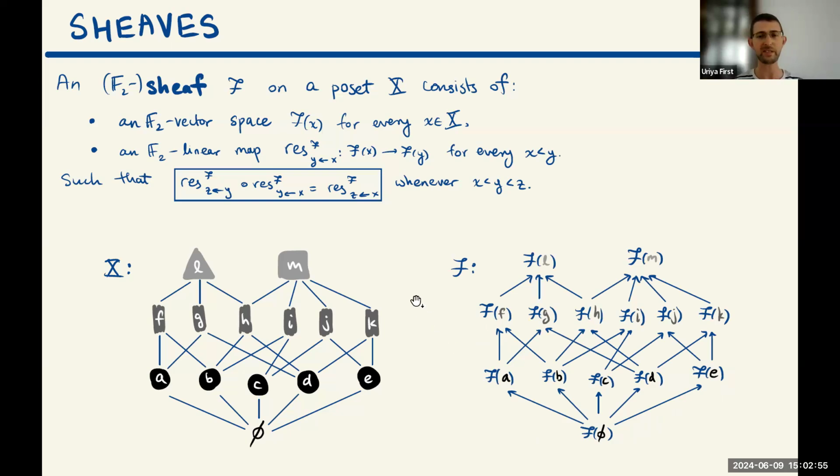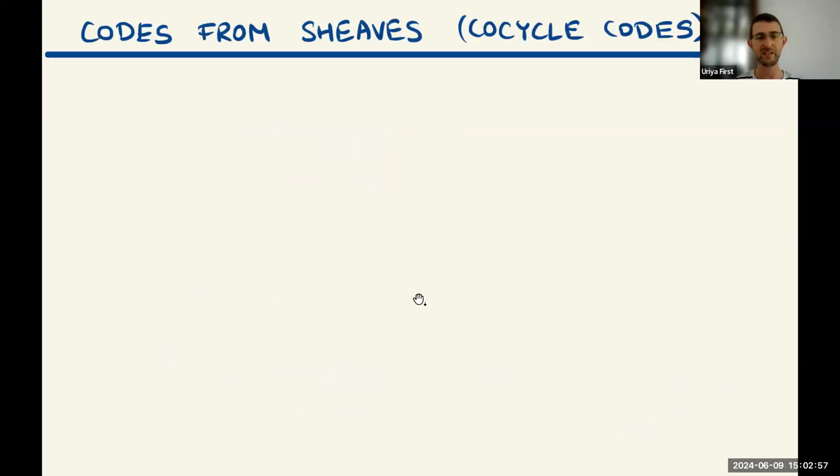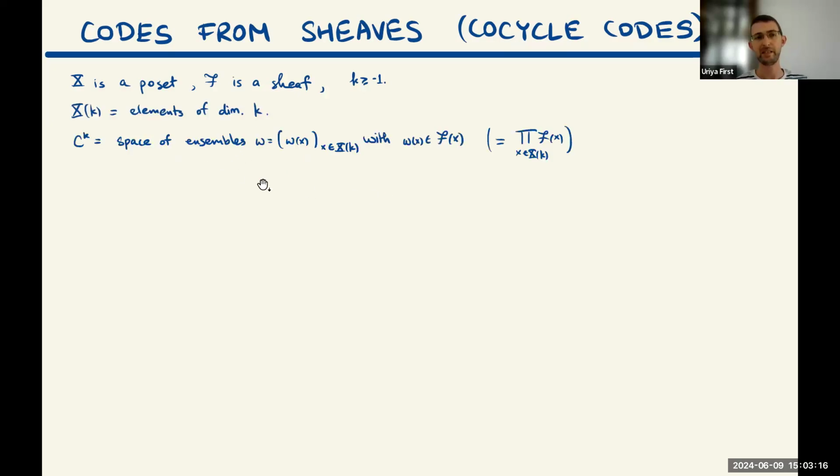Okay, so what does all of this have to do with codes? We can actually get codes from sheaves in a manner which is similar to getting LDPC codes from hypergraphs. And how does that work? So again, X is a poset and curly F is a sheaf, and I fix some integer k. Let X_k be the elements of dimension k in X, and let C^k be the space of assignments W_x with x ranging over the k-dimensional faces of X, where each W_x comes from the vector space associated to x. This is what mathematicians just call the Cartesian product.